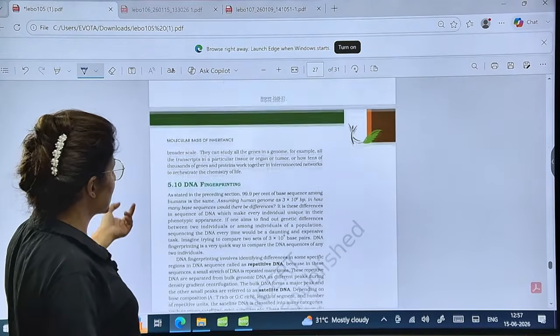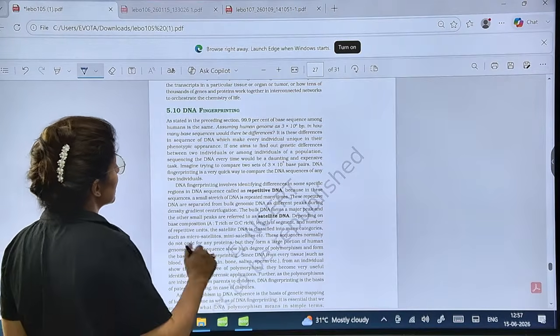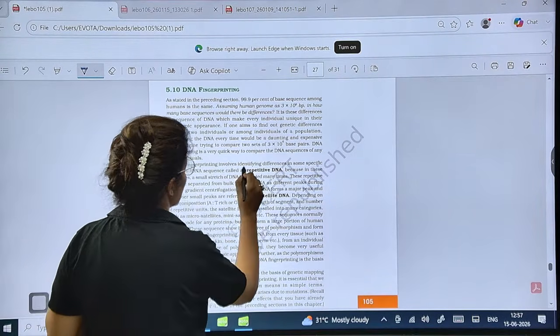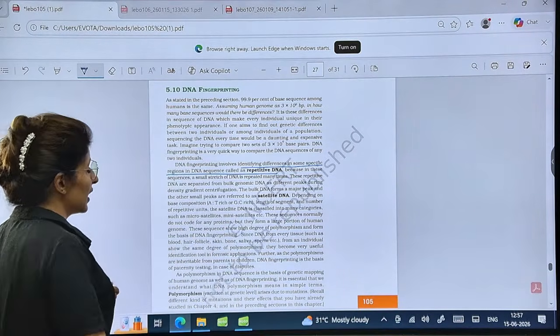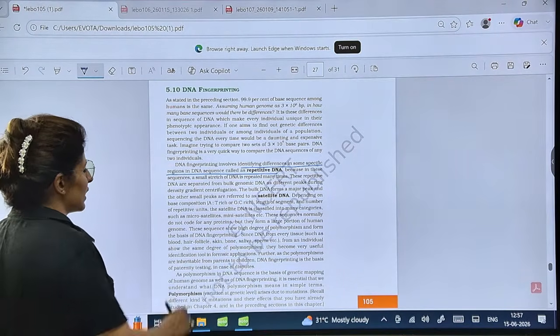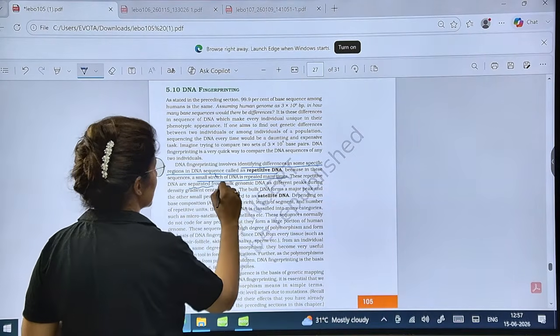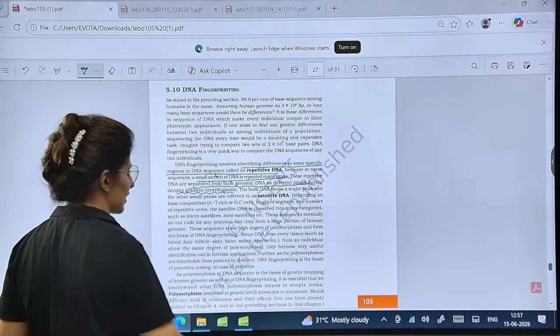So that was application, and the major application is DNA fingerprinting. So fingerprinting is based on this polymorphism, guys. It involves identifying differences in some specific regions called repetitive DNA. Is that clear? It is a small stretch of DNA repeated many times and separated from the bulk as different peaks during the density gradient centrifugation.